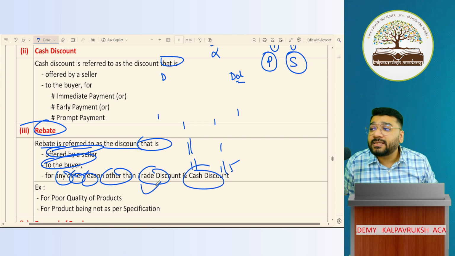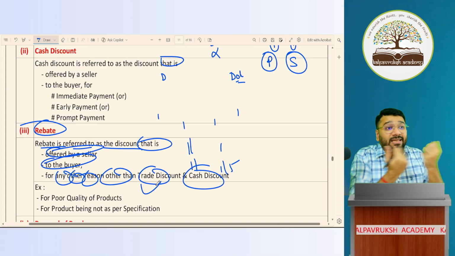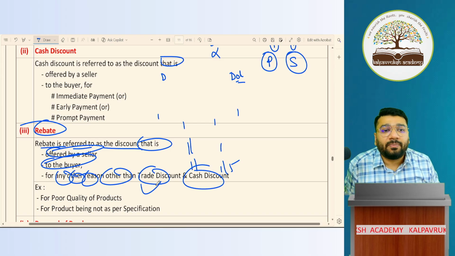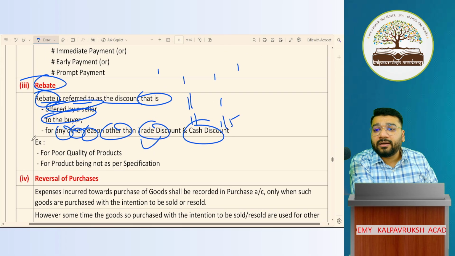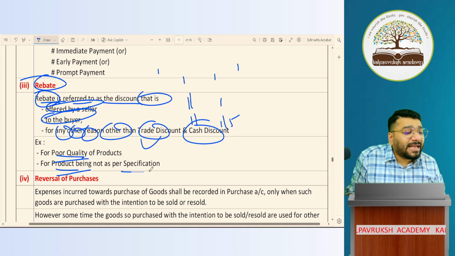What is the reason for trade discount? Bulk purchase, bulk sale. What is the reason for cash discount? Collection of money. Other than these two reasons, if you give a discount for any other reason, that is called a rebate. Got it, not got it? What could be the reason? Poor quality of the product or the product not being as per the specification.